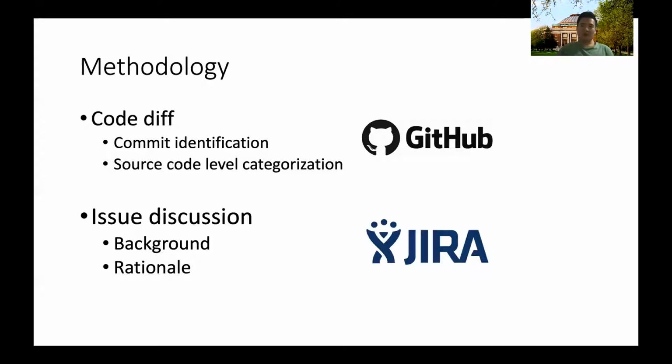For the study part, we combine code diff and issue discussion to do the study. For code diff on GitHub, we use it to do commit identification and source code level categorization. And we refer to the issue tracking system, Jira, to find the background and rationale behind every change. The detailed methodology of how we do commit identification and commit study is in the paper.